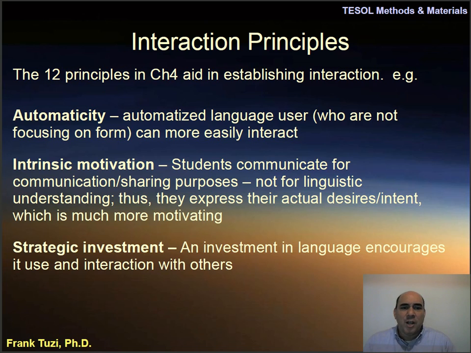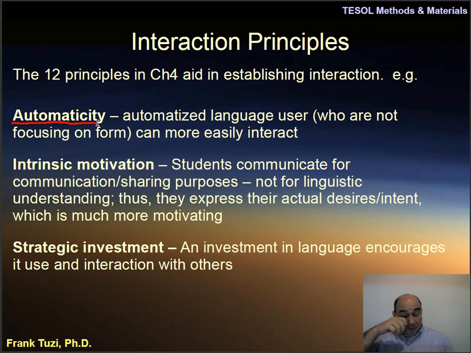Now, in several videos before, I talked about the 12 principles in Brown's chapter 4 that talked about cultural and linguistic and social, and cognitive principles for encouraging communicative language learning. We should be using those. For example, the idea of automaticity, getting students to do things on their own without your help as a teacher.